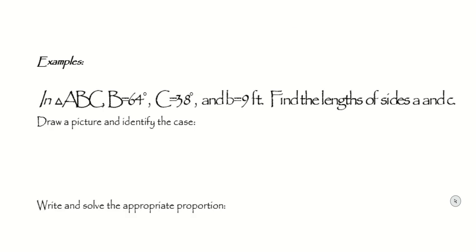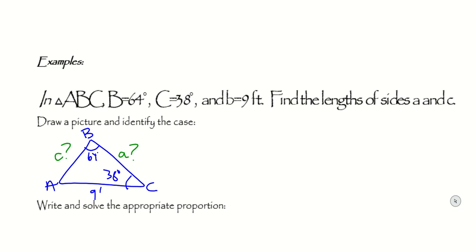And then we're going to use the form of law of sines that has that unknown part in the numerator. So let's look at an example of that. In triangle ABC, I'm just going to draw a triangle. This is not necessarily to scale. And I'm going to label it with the angles in order, A, then B, then C. I am given that angle B is 64, so I'm going to label that 64 degrees. That angle C is 38, so this is 38 degrees. And side B is 9 feet. So side B is opposite angle B, and that is 9 feet. And my job is to find the lengths of A and C. So I need to find what side A equals, and I need to find what side C equals.